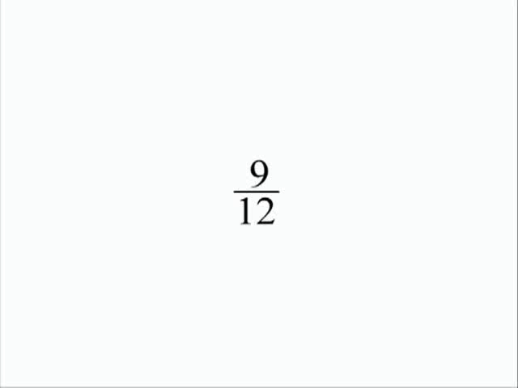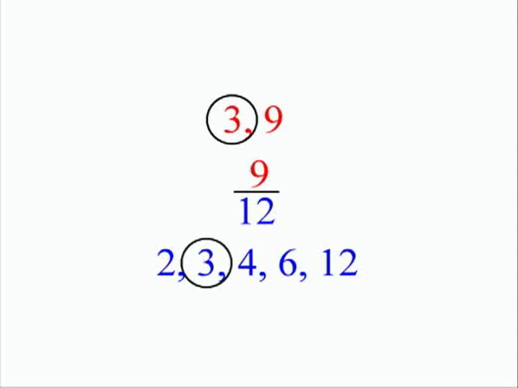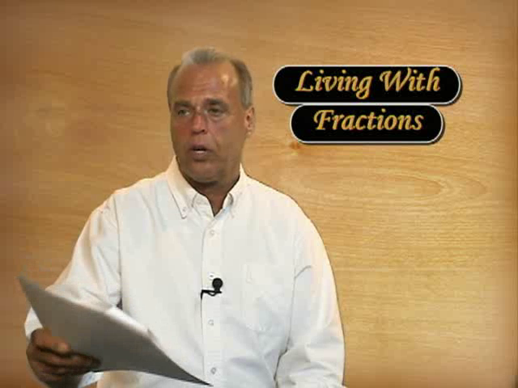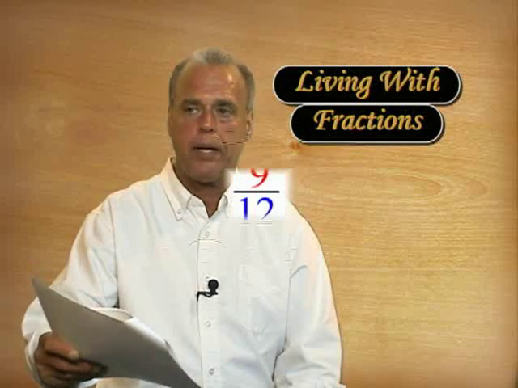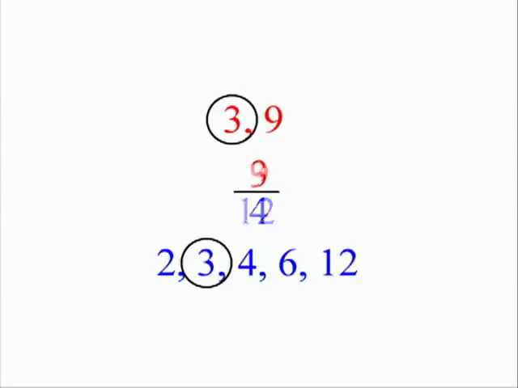Look at 9/12 again. Look at the top number and list out all the numbers that divide evenly into 9. Now list out all the numbers that divide evenly into 12, and make sure you list them all. 2, 3, 4, 6, and 12 all divide evenly into 12. 1 can also be divided into these numbers, but we'll ignore that number for now. Now look to see if you have a common number top and bottom. Yes, 3 is a common number in both of them. Correct. So both the numerator and denominator can be divided by 3 to get the reduced fraction 3/4.